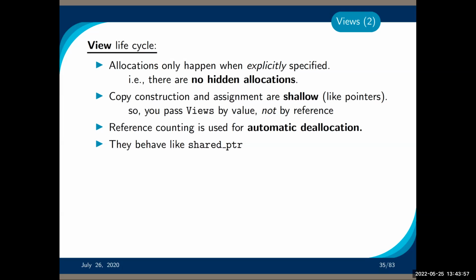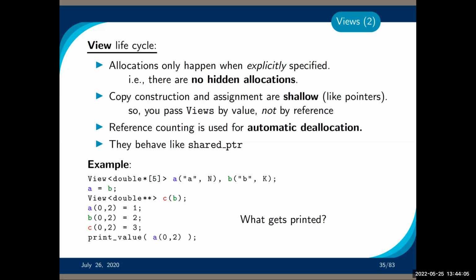Copy construction and assignment are shallow. It's just copying a pointer and updating the reference count. They really are just like shared pointers. So here in this three-dimensional view, C just produces a reference to B. So even though B 0,2 assigns 2 to it, C 0,2 assigns 3 to the same spot, so 3 gets printed.